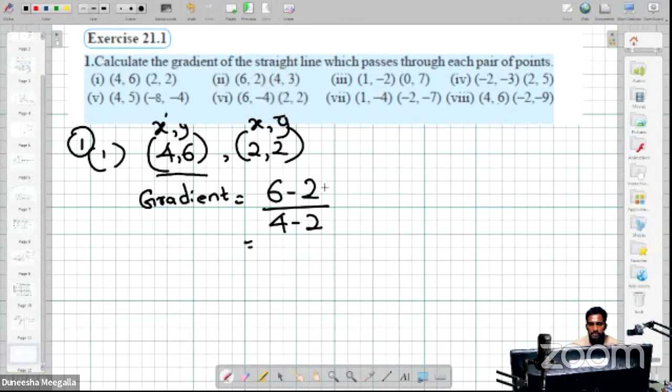Okay. What is it? 6 minus 2, what is the answer? Satish? 6 minus 2 is 4. Then what is the denominator? It is 2. Then what is the gradient? 4 divided by 2 is 2, isn't it? Can you find the other gradients of this question?